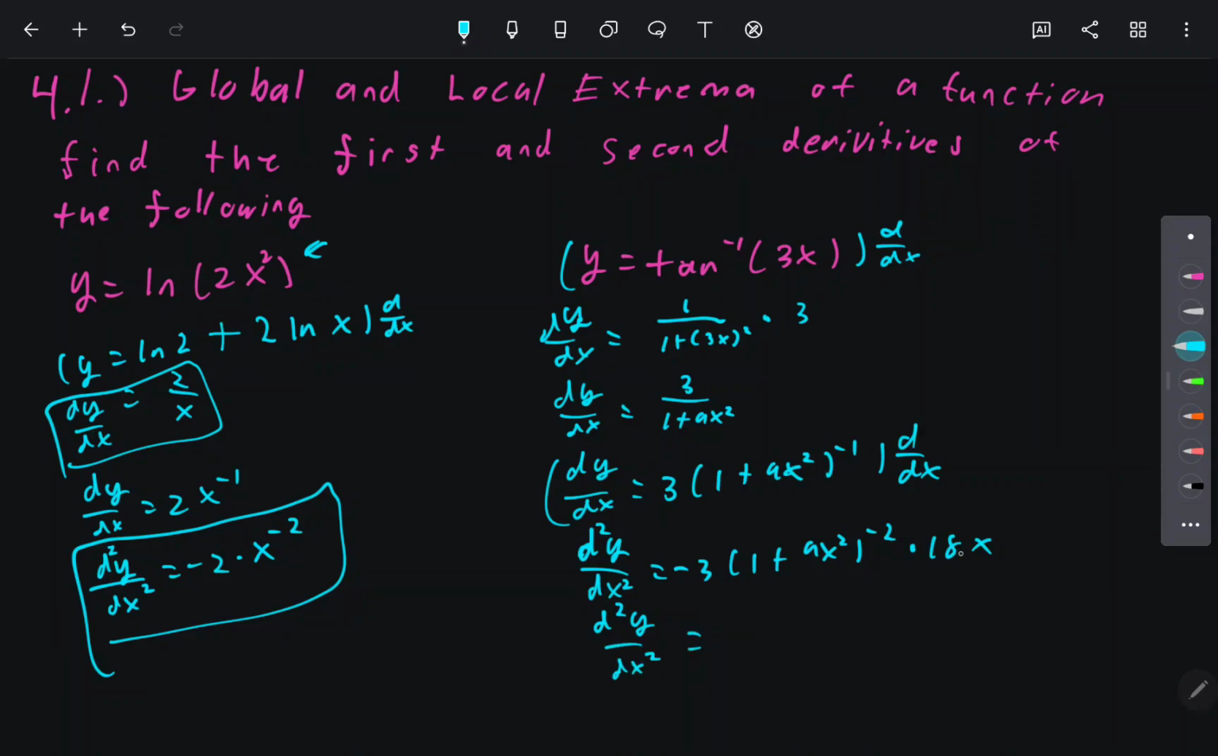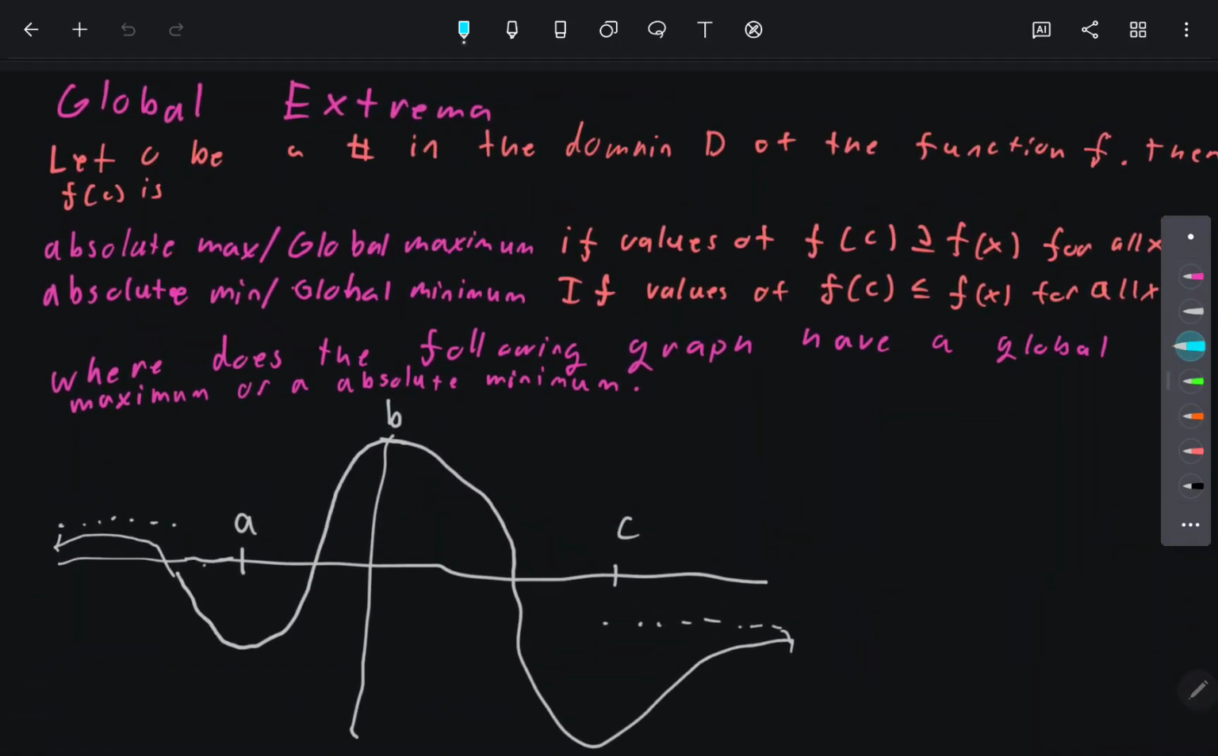3 times 18: 3 times 8 is 24, 3 times 10 is 30. So we get negative 54x all over 1 plus 9x squared to the power of 2. And that is going to be our second derivative's answer.